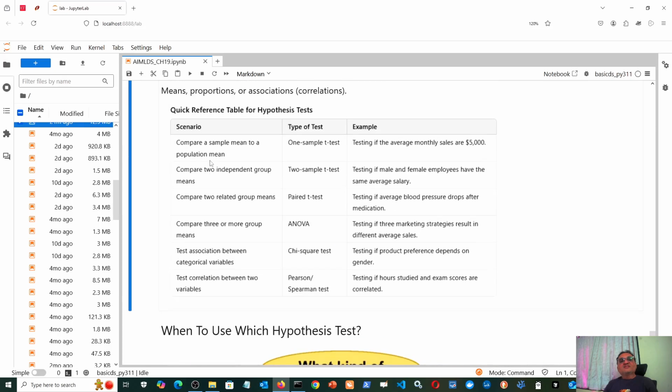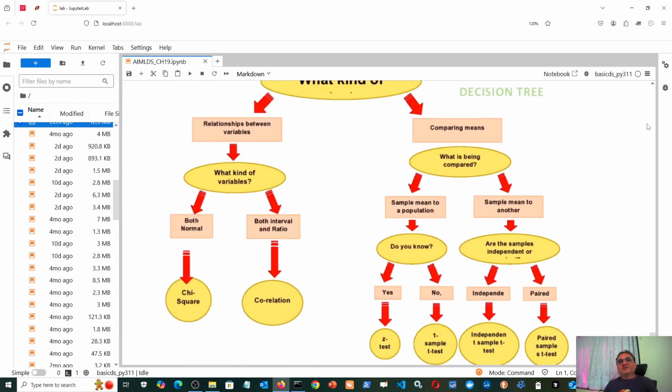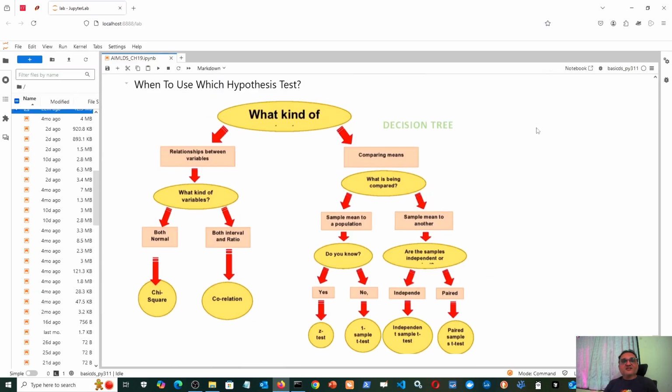Now, this is also the same thing given in a particular table. This is the same thing, but given in a kind of decision tree. Suppose this is how your thought process should go: I am asked to conduct a hypothesis test. So first, what kind of test is it?